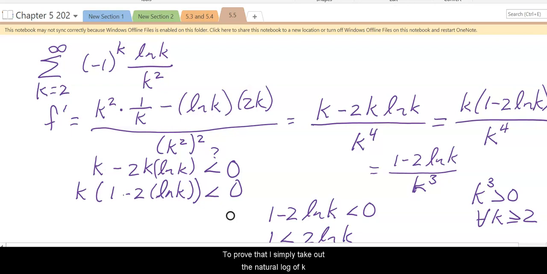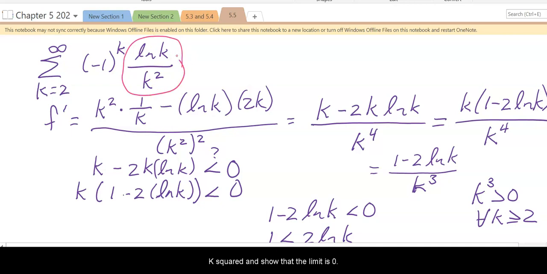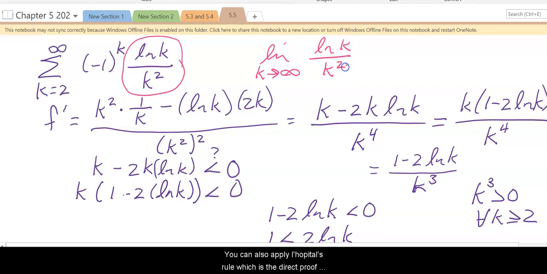To prove that, I simply take out the natural log of k divided by k squared and show that the limit is 0. The limit of that is clearly going to 0 by the relative growth theorem. As k goes to infinity, this goes to 0. You can also apply L'Hopital's rule, which is the direct proof that it must be true.